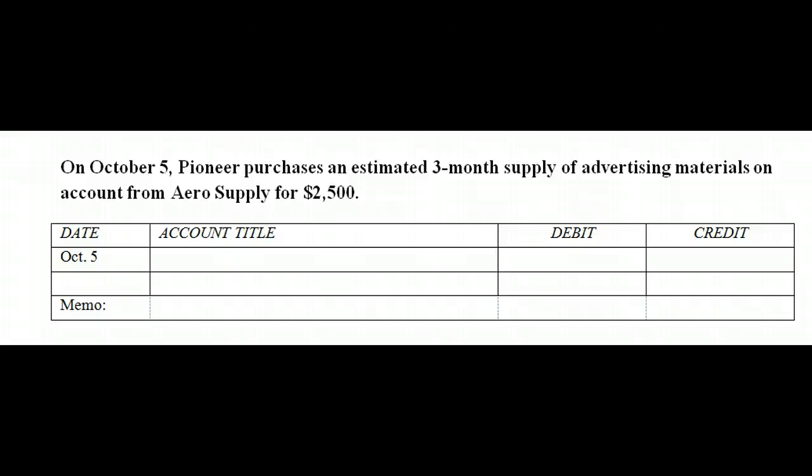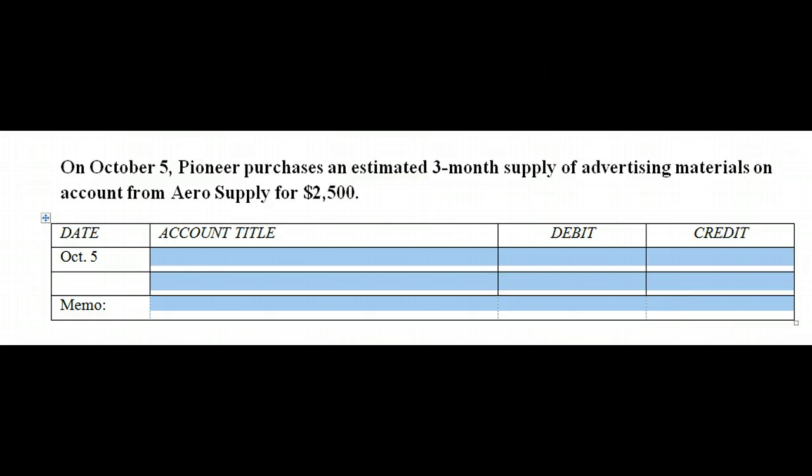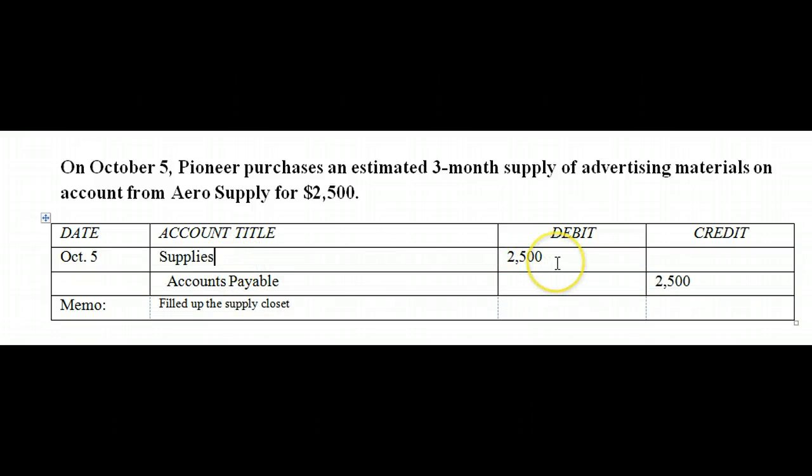In a very similar transaction, we buy 3 months of advertising materials on account for $2,500. So this is those supplies that we're putting into our supply closet. Those are an asset that we're going to use up over time. Assets increase with debits, so we're going to debit supplies. This is an asset account here for $2,500. When we pay people later, that's called an accounts payable. Since we didn't sign a note, it's not a note payable, it's an account payable. Supplies increase with debits. Liability accounts, any account that has the word payable in it is a liability, increases with credits.